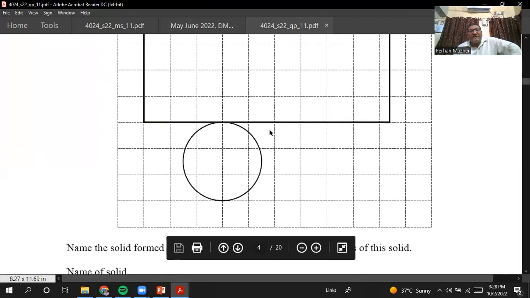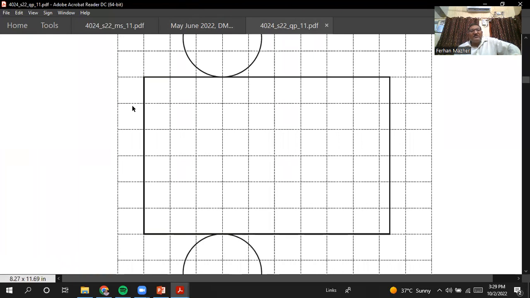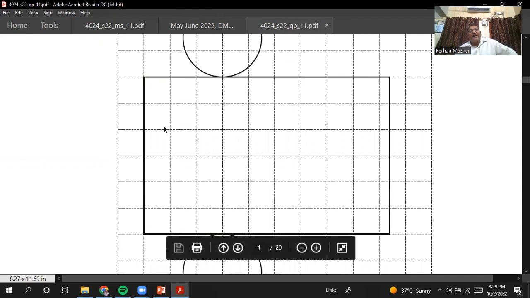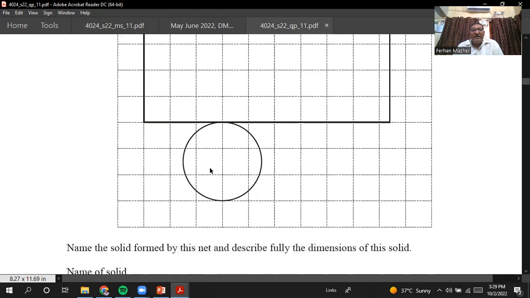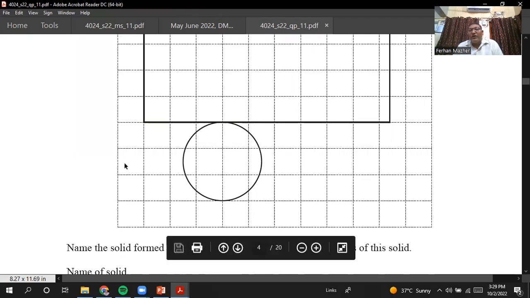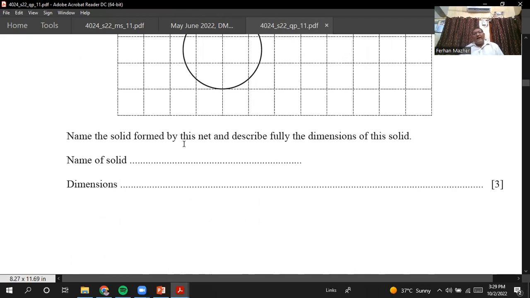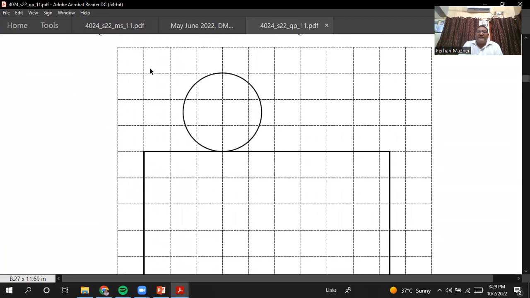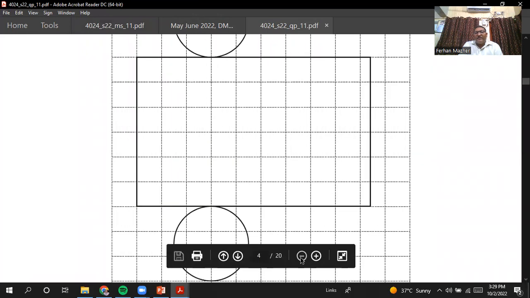Let me increase the size so you can see it clearly. So this will be a cylinder, and the length of the cylinder, this 1 centimeter, this 1, 2, 3, 4, 5, 6. The height of the cylinder will be 6, and because this diameter is 3 centimeter long, the radius will be 1.5 centimeter. So the name of the solid will be cylinder, and its radius will be 1.5 centimeter, and its height will be 6 centimeters. So this will make a cylinder. I hope you can see that. I can reduce the size so you can see the whole thing.